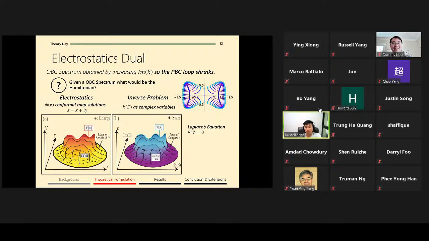The key insight is realizing that the statement of the inverse problem has an electrostatics analogy, or dual. To illustrate my point, we can take a look at the diagram. We express the energy as a function of momentum, where energy here is a complex variable. This is directly analogous to a complex number z equals x plus iy, representing the complex plane in the electrostatics problem.